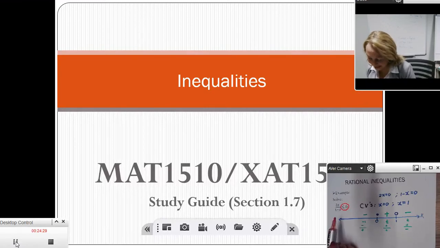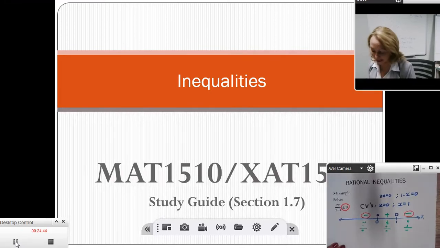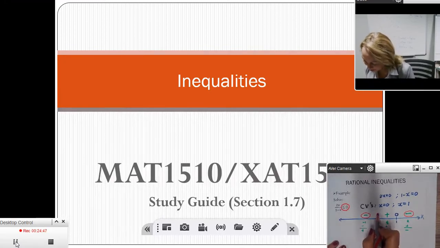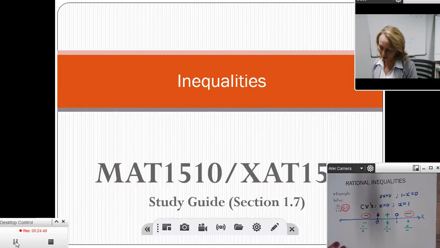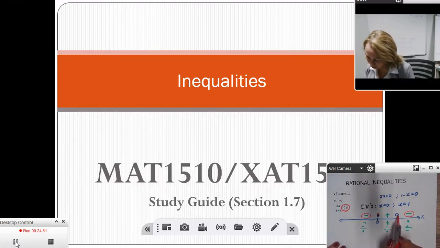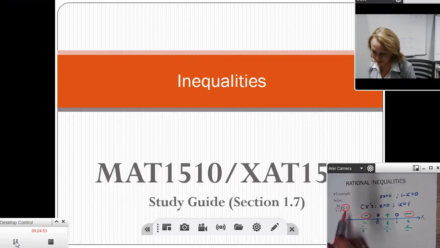Right, so less than means negative, and equal to 0 is where we have a critical value that gives us the expression equal to 0. Right, so what am I interested in? I'm interested in all the negatives, and I'm interested in where the expression is equal to 0. I'm not allowed to include x equal to 1 because that would make the expression undefined. Right, so for strictly less than 0, it's the negatives, and for equal to 0.